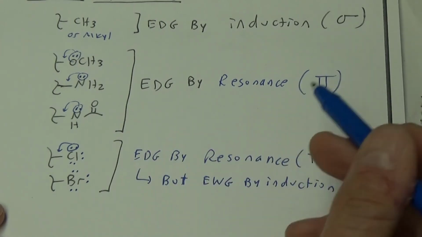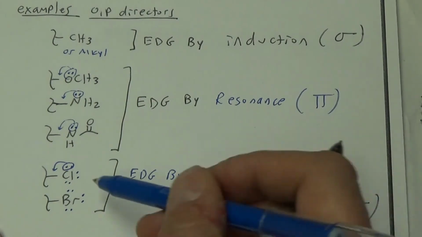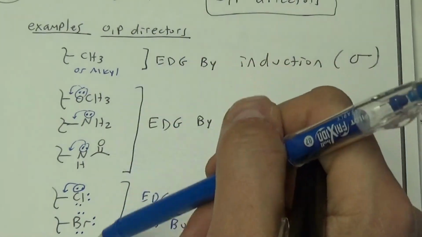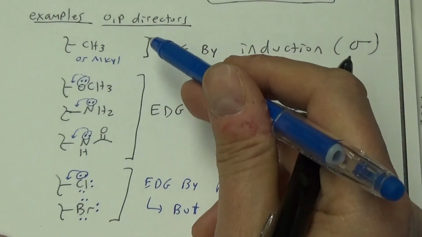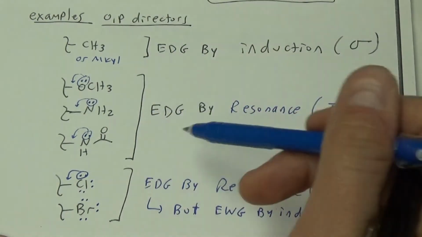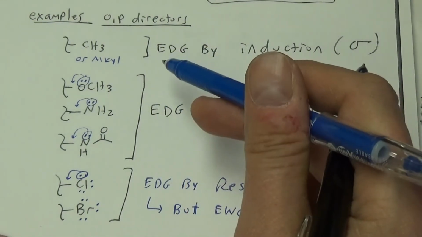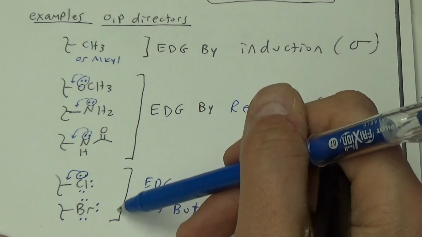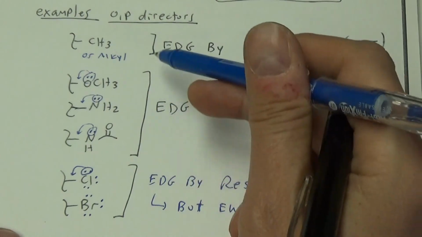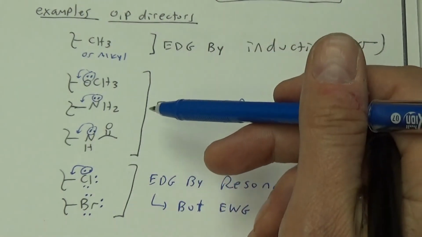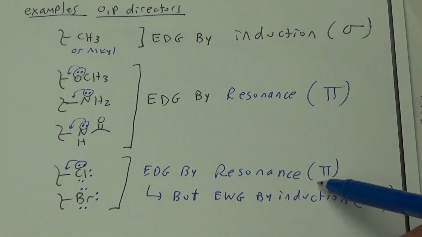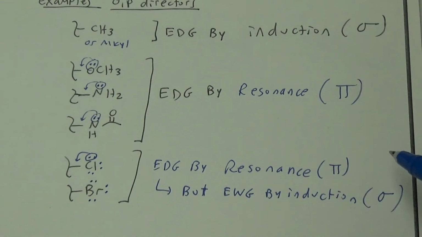The main takeaway, and I'll just give you a preview, is that all of these are ortho-para directors. Every one of these is an ortho-para director. But these are going to be activators, ortho-para directors, and we'll talk about activation again later. These are ortho-para directors and they're deactivators. All that's going to mean is they'll slow down the rate of the reaction a bit. These kind of speed up the rate of the reaction. Keep that in the back of your mind, that halogens are electron donating groups by resonance and electron withdrawing groups by induction.